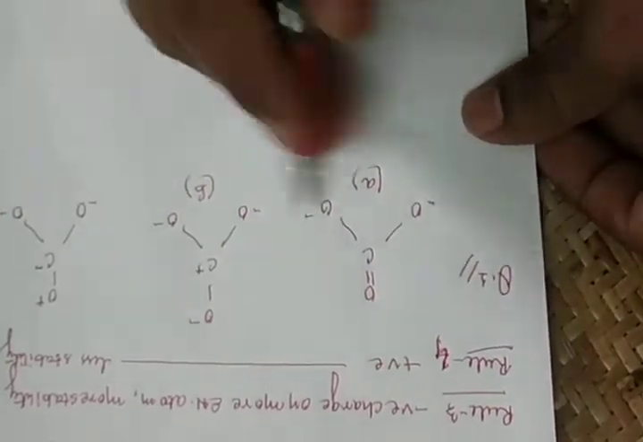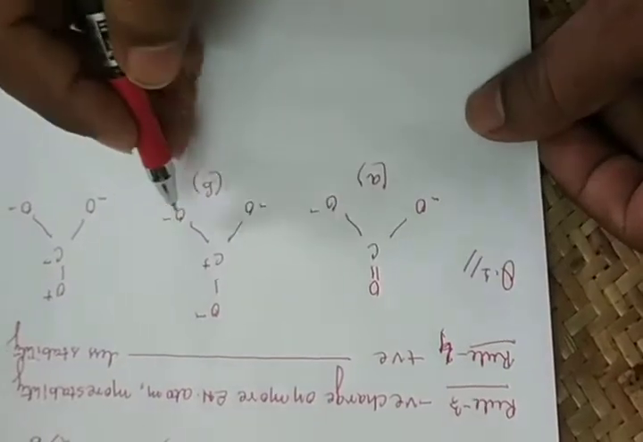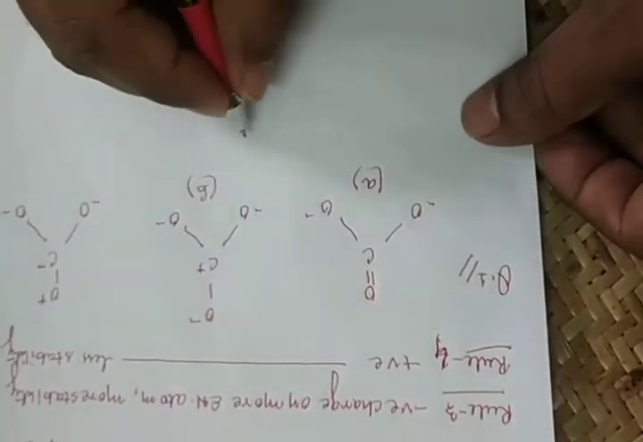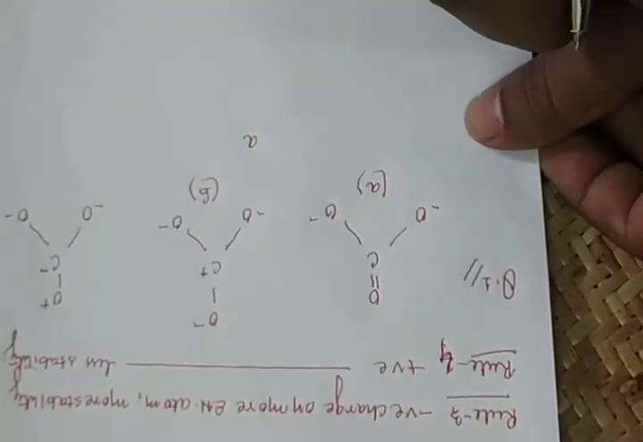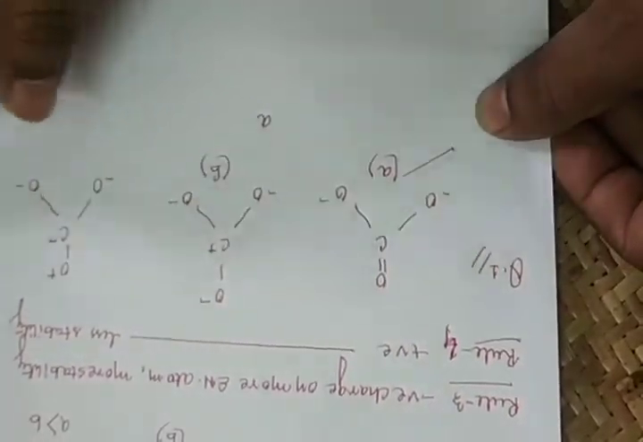So first you consider rule number 1: more number of covalent bonds. 1, 2, 3, 4. 1, 2, 3. It means compound A shows more stability. So compound A is more stable. Now check these two, which is more stable.